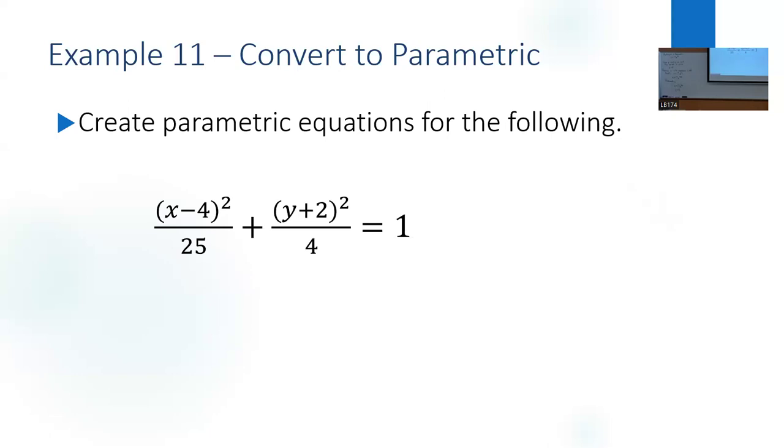So here is an ellipse. This is the standard version of an equation for an ellipse. x minus 4 squared over 25 plus y plus 2 squared over 4 is equal to 1.